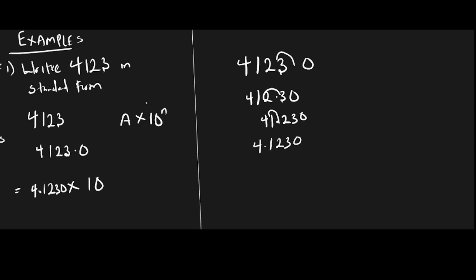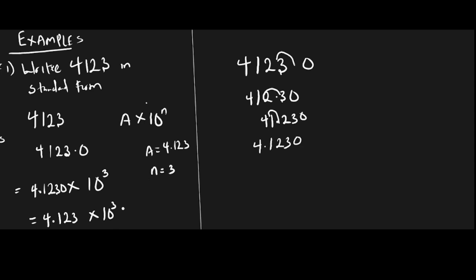Now how many times have we moved this decimal point? If you check from here, we have moved it 1, 2, 3. That means we have moved it 3 times, so we have raised to power 3. We have 4.123 times 10 raised to power 3. That means our a is equal to 4.123 and our n is equal to 3.